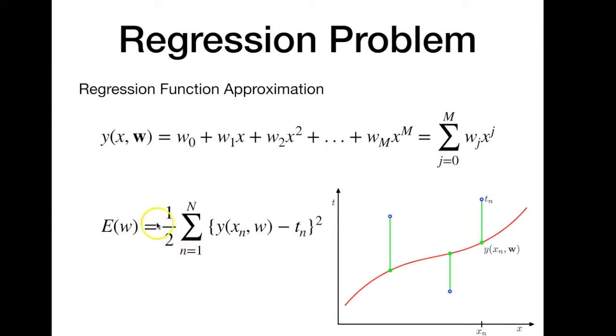You should notice that this error function is a function of w. So the only unknowns in this function is w, because xn is known, tn is known, so y is dependent only on w. To minimize this error, we should take the gradient of this error function with respect to the coefficients, since coefficients are unknown. And for this particular problem, it will give a unique solution.